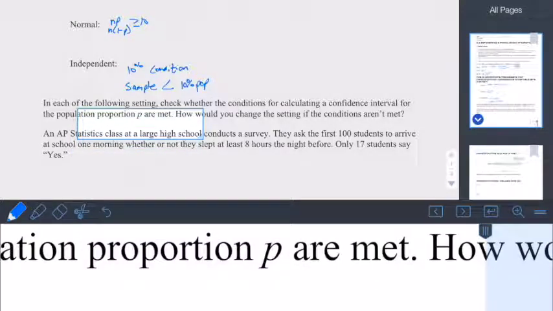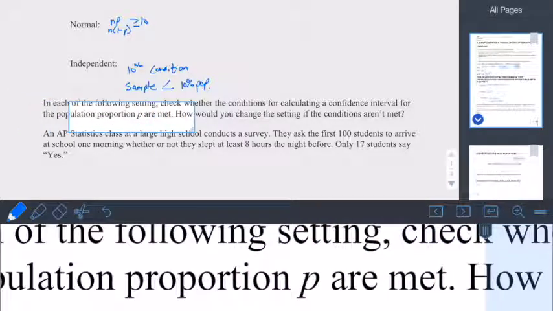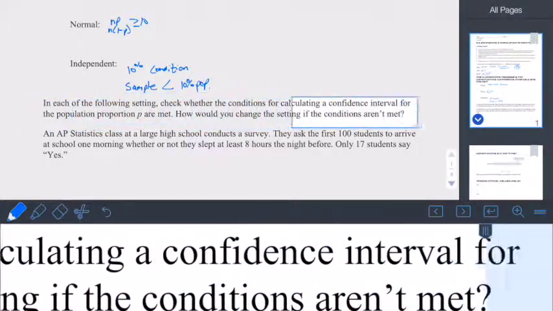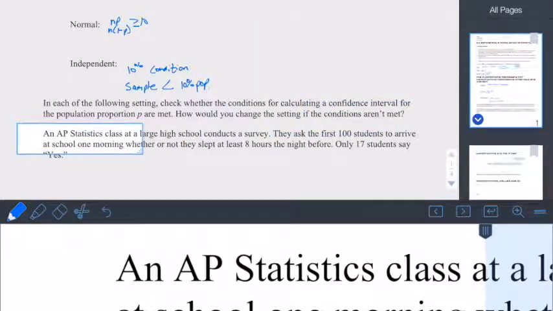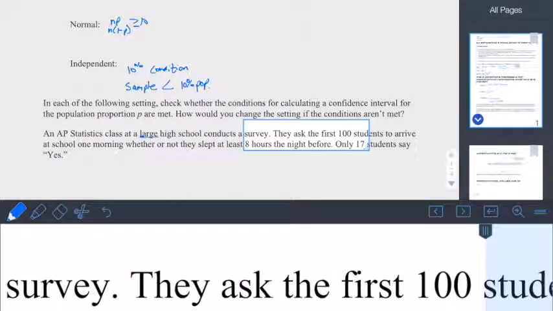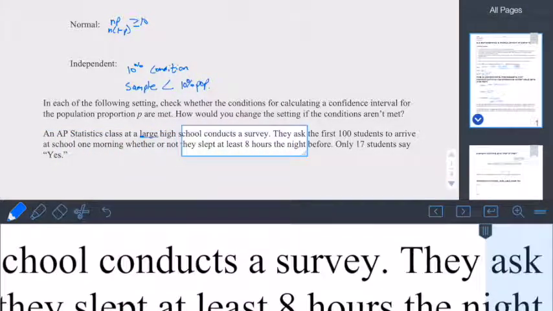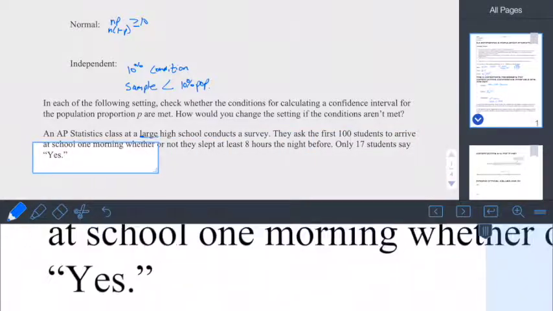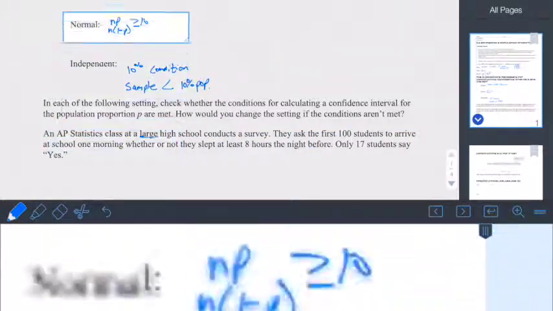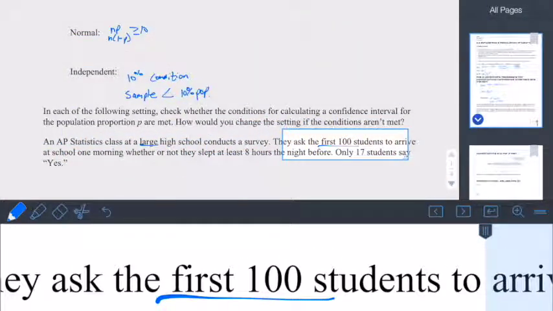So in each of the following settings, check whether the conditions for calculating a confidence interval for the population proportion p are met. How would you change the setting if the conditions aren't met? So an AP statistics class at a large high school conducts a survey. They ask the first 100 students to arrive at school one morning whether or not they slept 8 hours the night before. Only 17 students said yes. Well, does it meet the random condition? Is this a random sample? That first 100 students is not a random sample, so we'd have to give everybody a number and pick the first 100 numbers at random.